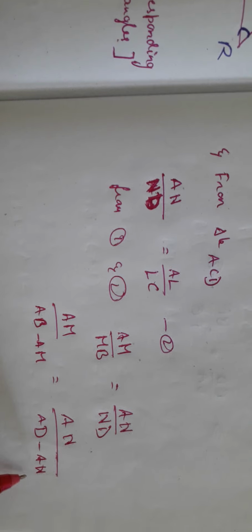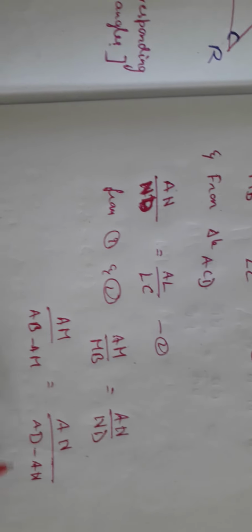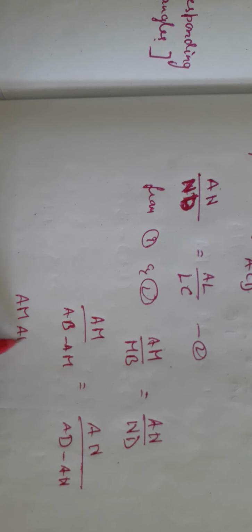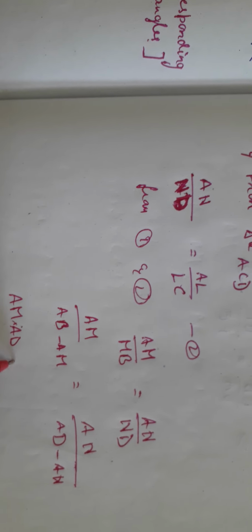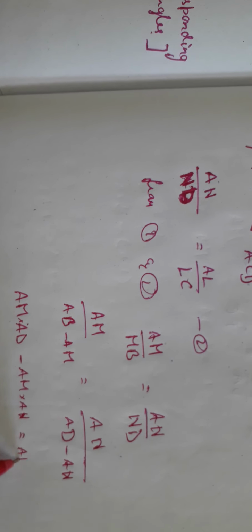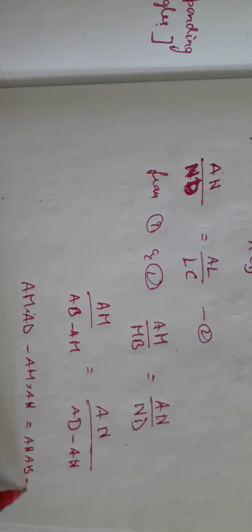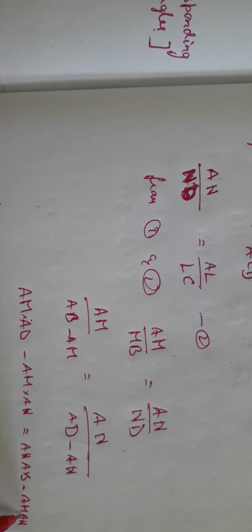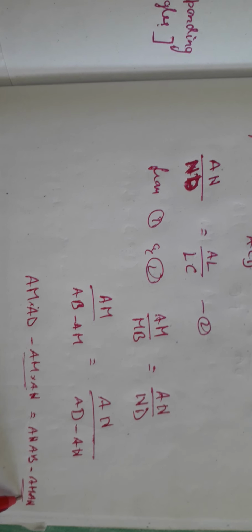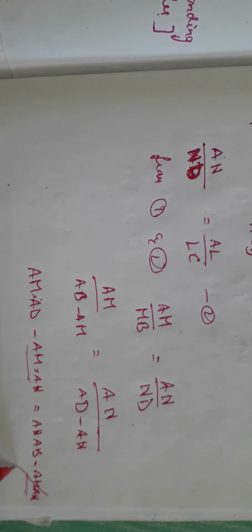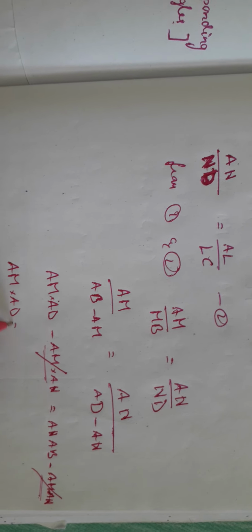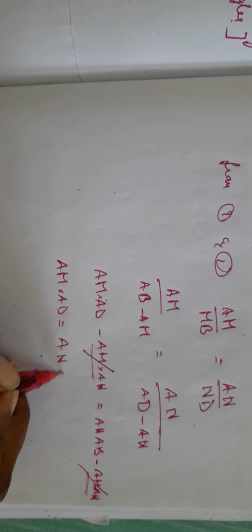Right, from the figure you can easily see this one. Now cross multiplying. So AM into AD minus AM into AN is equal to AN into AB minus AM into AN. So you have minus AM into AN common in both, so cancel this one. So what do you have? AM into AD is equal to AN into AB.